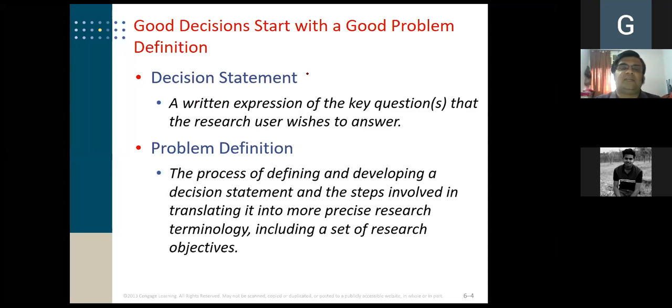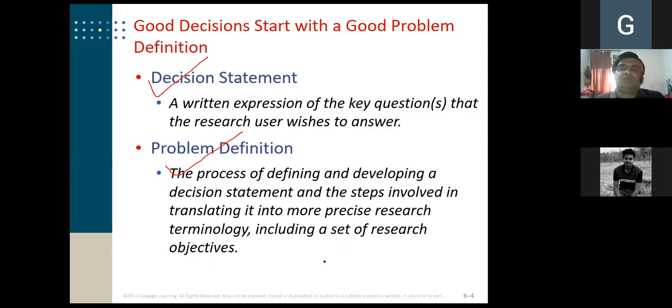So a decision statement is a written expression of the key question that the researcher or user wishes to answer. It is a statement on which the researcher is going to do research, number one, and then problem definition. What is problem definition? This is our whole topic. Today, the whole session will discuss problem definition.